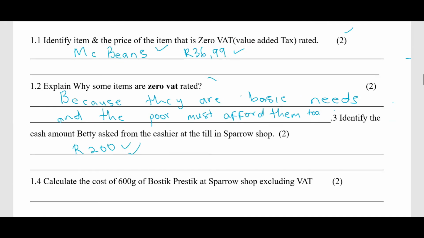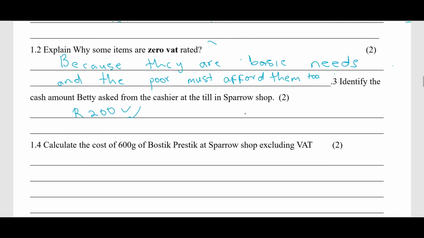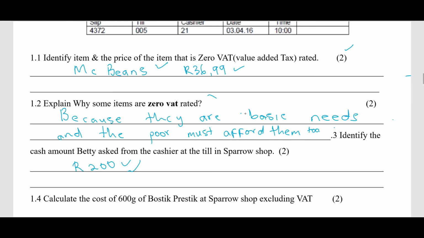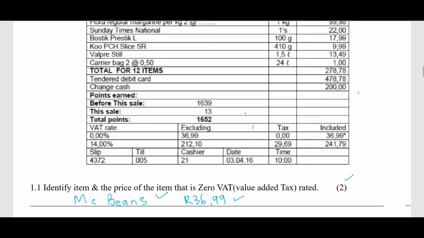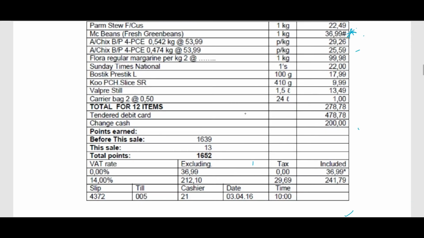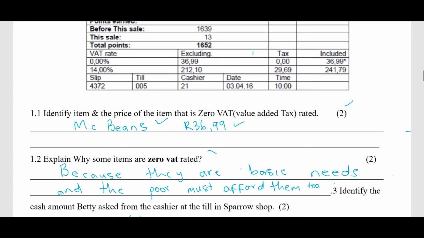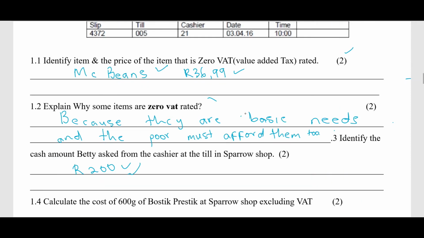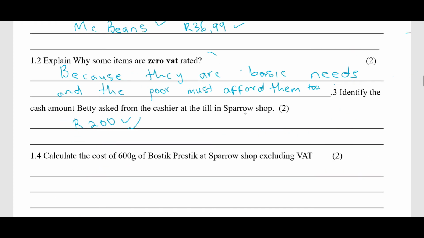So she asked for 200 rand for cashback. And then now let's look at the next question. The next question is saying calculate the cost of 600 gram Bostik press stick at Spar shop excluding VAT. So now we go back to our receipt to see if there's anything that is talking about the press stick. If we look at our receipt, we see that there it is. 100-gram press stick is costing 17 rand 99, and then now we are asked to calculate the cost for 600 gram.